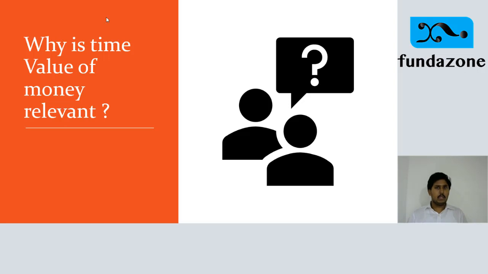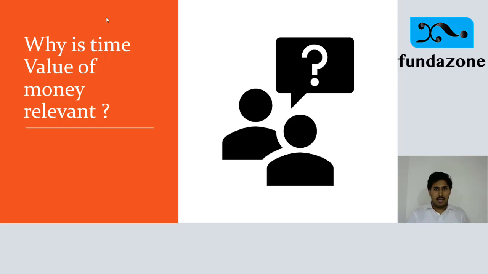Point number 2, liquidity. There is always a preference for liquidity among people. Ask anyone. They would say 10,000 in my hand right now is way better than 20,000 that I'm going to get after say 2 or 3 years. So liquidity is preference. Saving it for a rainy day is something that is very prevalent and very important.